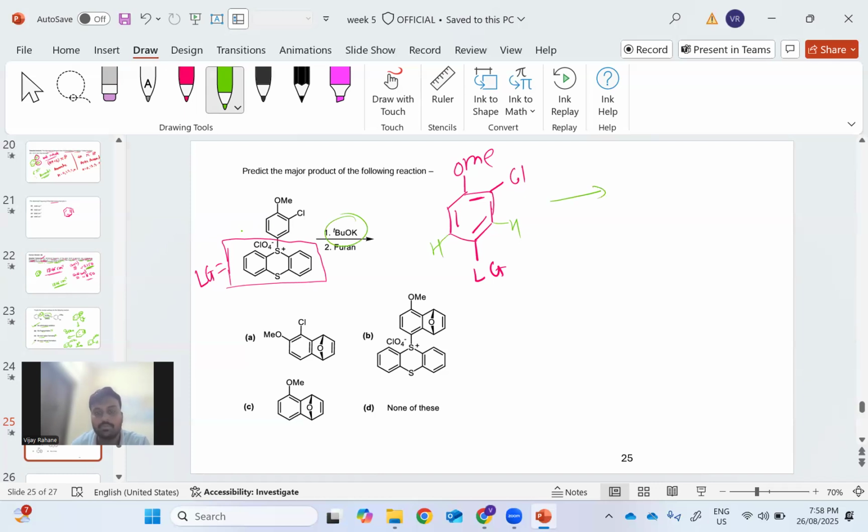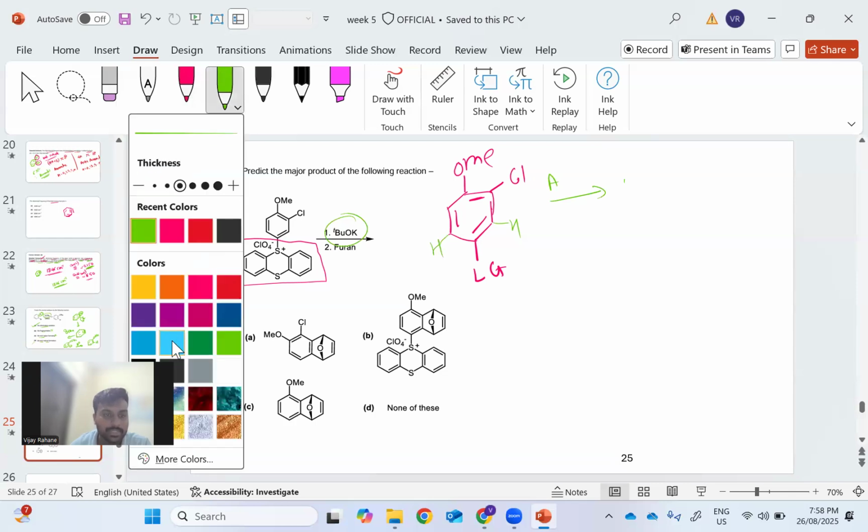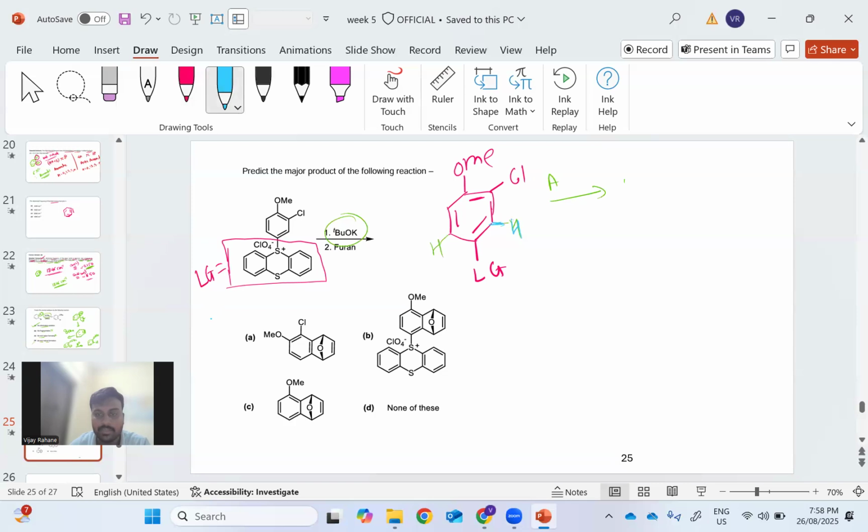So now I will draw both mechanisms, whether it is A or B, and I will show you which will be the correct option in this case, right? Once it abstracts, I will draw with some color coding. Better I will draw with blue. This is, let's say, the blue proton, right? And I will draw the mechanism corresponding to that one. So this is the blue proton and the green proton. There are two protons here.